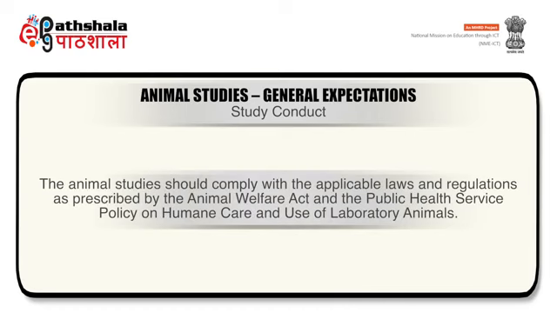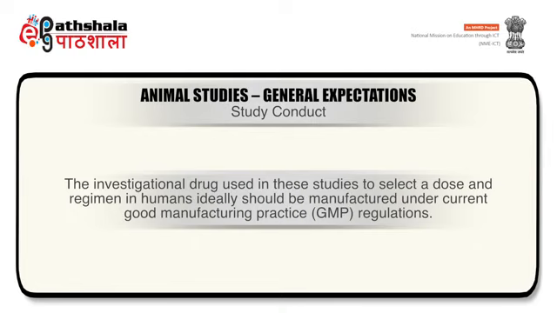The animal studies should comply with the applicable laws and regulations as prescribed by the Animal Welfare Act and the Public Health Service Policy on Humane Care and Use of Laboratory Animals. The investigational drug used in these studies to select a dose and regimen in humans ideally should be manufactured under current good manufacturing practice regulations.